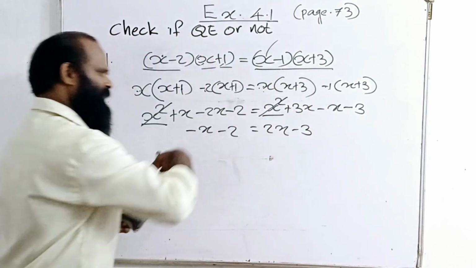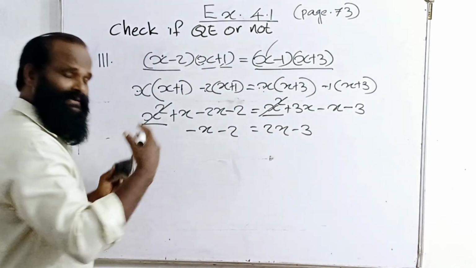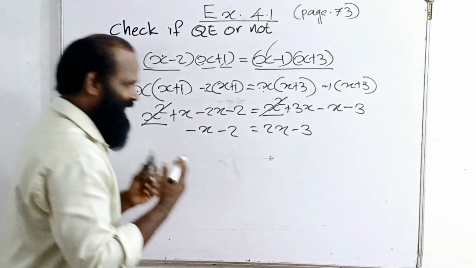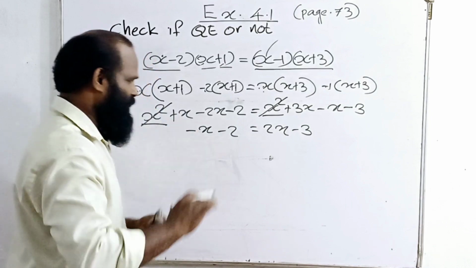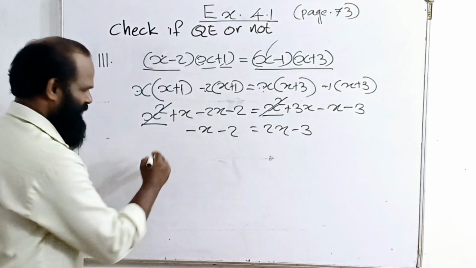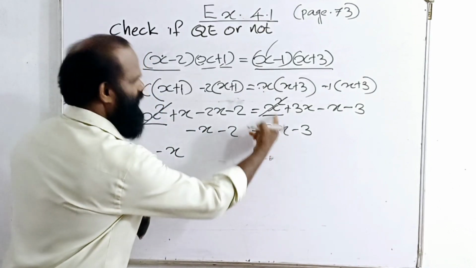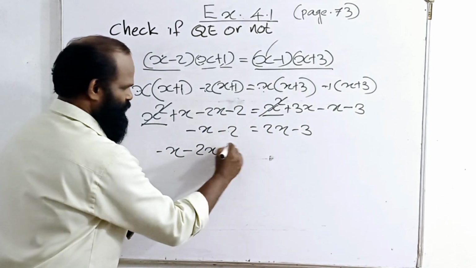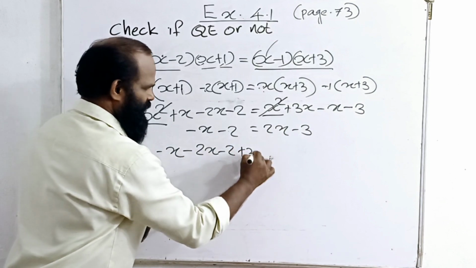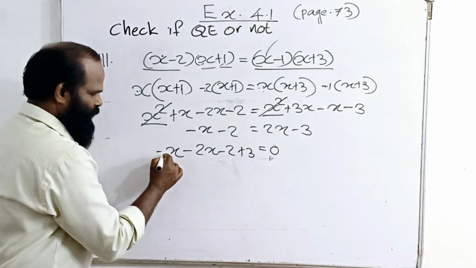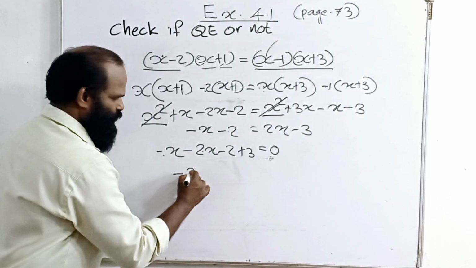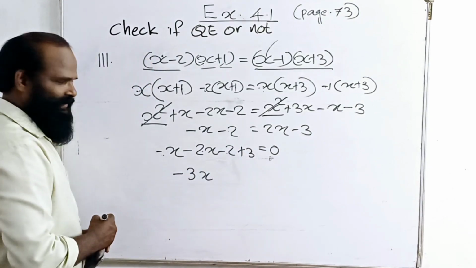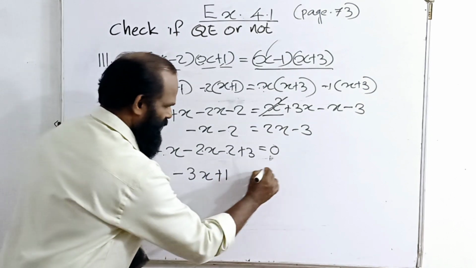Let us bring everything from RHS to LHS. Let's make the right hand side 0. There is no use because x square has also been cancelled. It's not going to be a quadratic equation. Still, let us go up to the end. Negative x, another term with x, comes over here. Negative 2x. Negative 1x, negative 2x is negative 3x. Negative 2 plus 3, positive 1, is equal to 0.